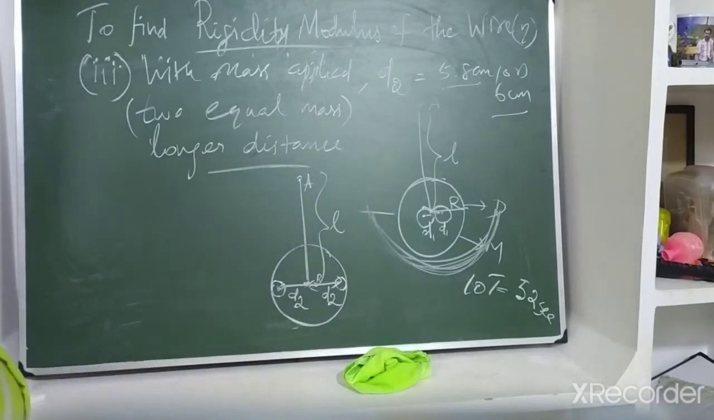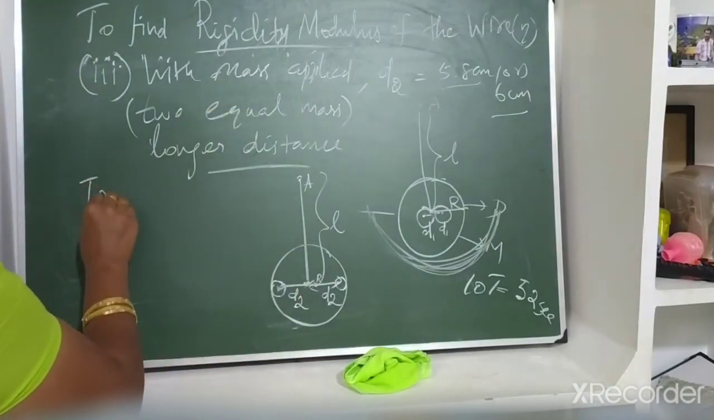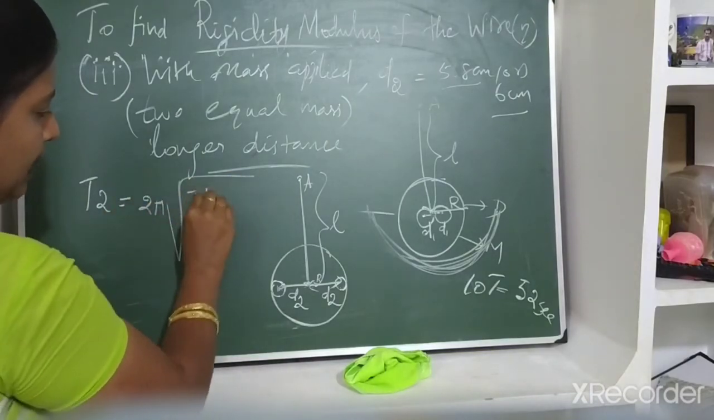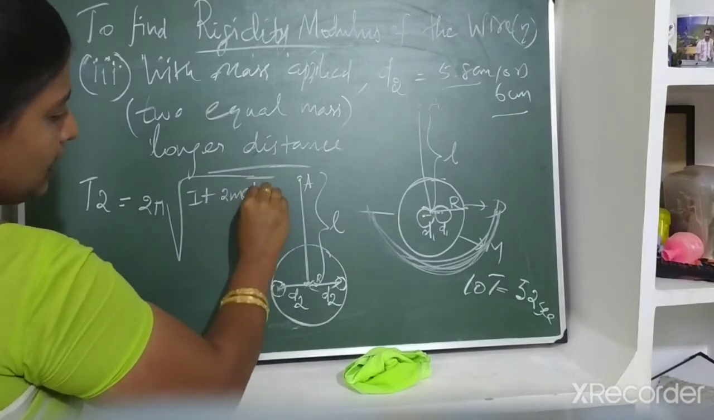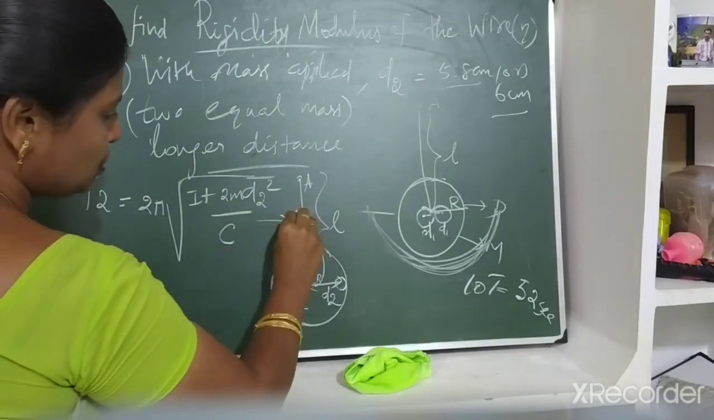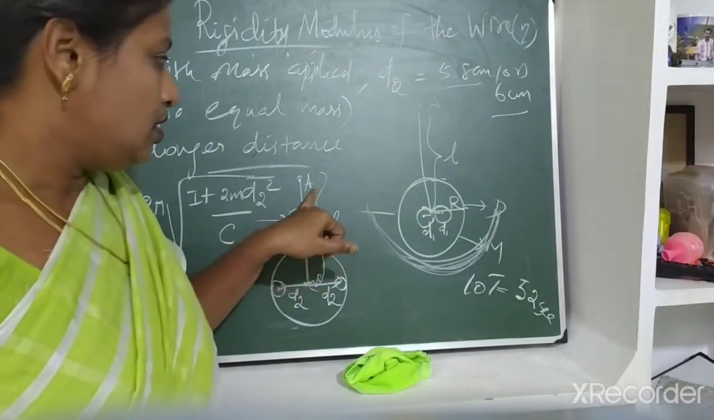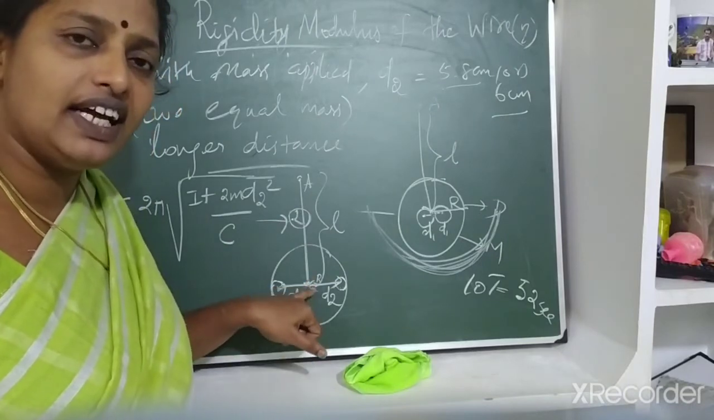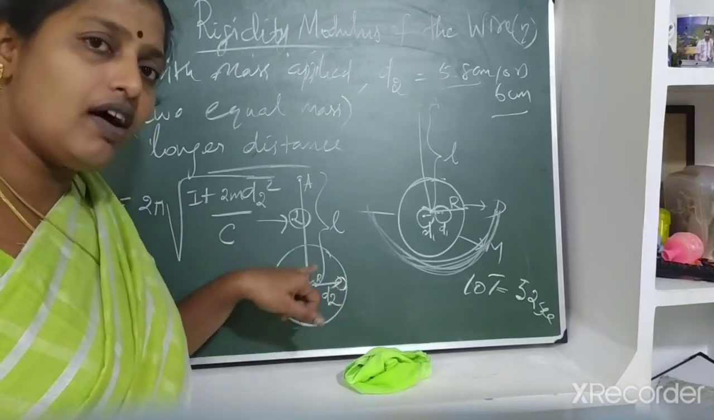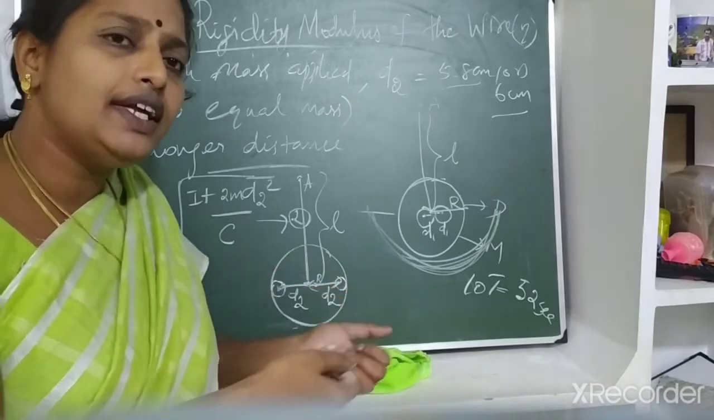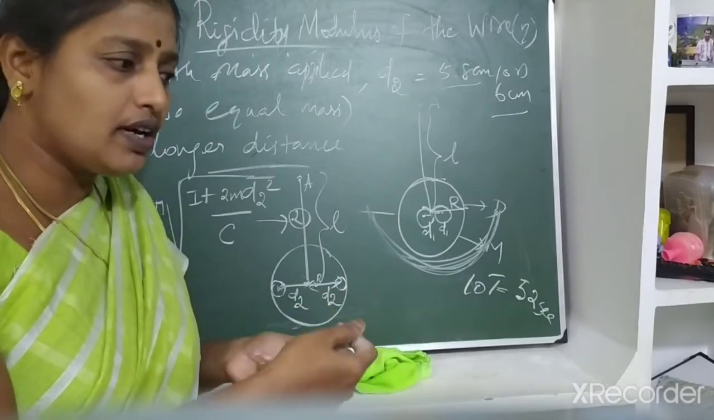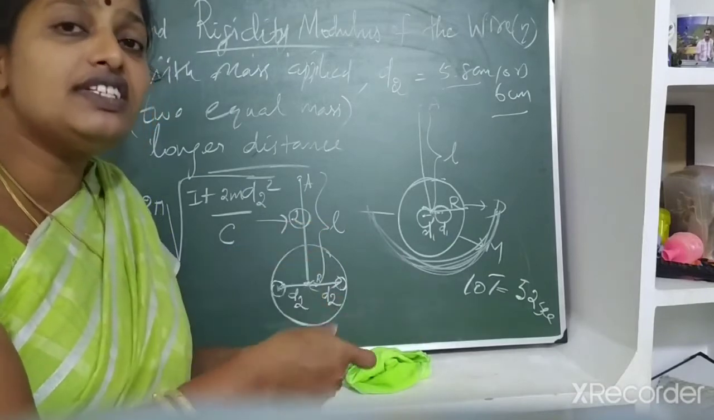That is D2. Again the same procedure to find the period of oscillation T2: 2 pi root of (I plus 2m D2 squared) divided by C. This is equation number 2. The wire and disc are both attached, with 2 masses fixed on the top surface at a longer distance. Slowly twist one side; the masses are not released, they stay fixed on this circular disc.